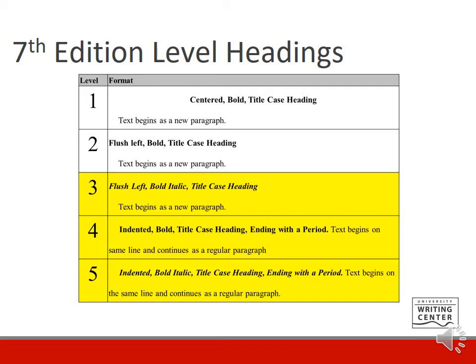In 7th edition, levels 3 through 5 have changed, so I highlighted them. This chart is on page 47 of the manual. There are also several examples in the manual.